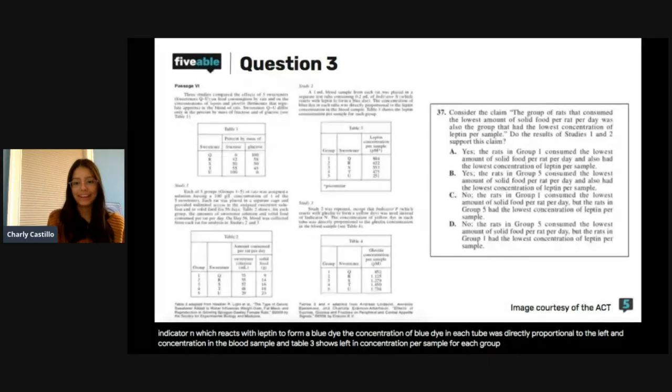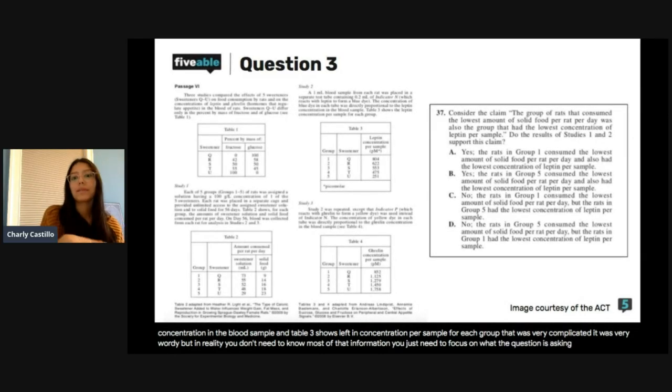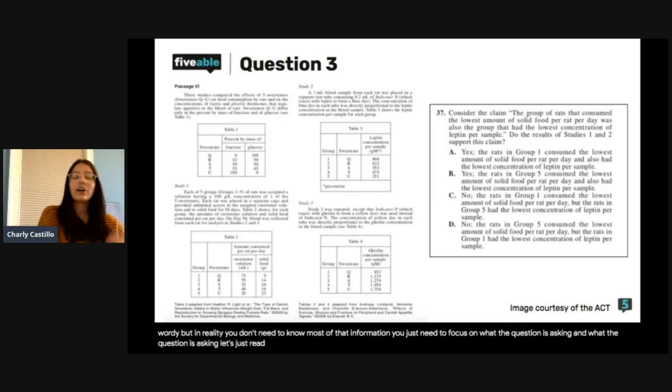That was very complicated. It was very wordy, but in reality, you don't need to know most of that information. You just need to focus on what the question is asking. Let's just read the question.